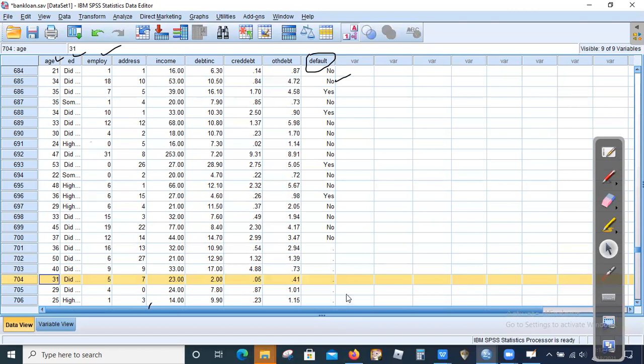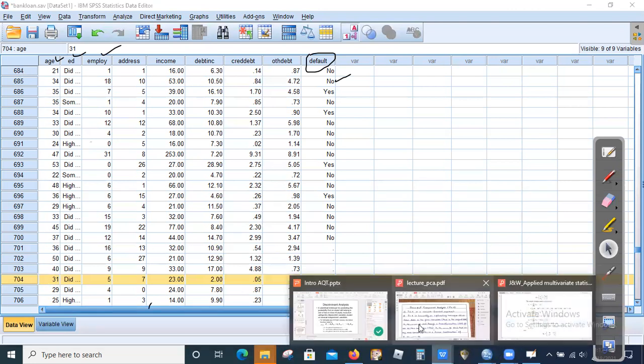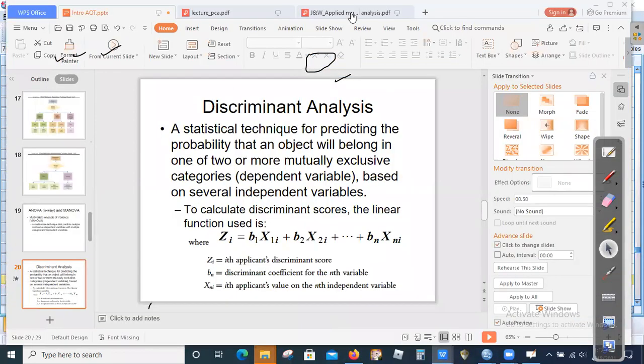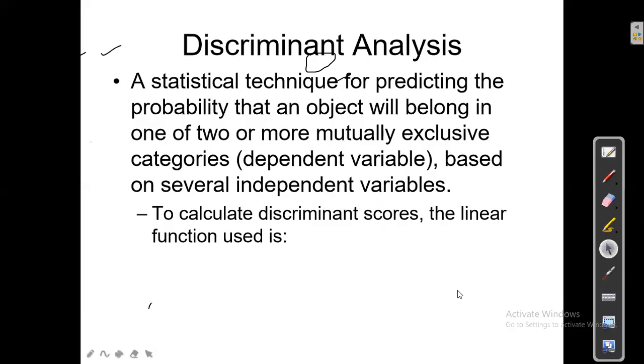So this is actually the purpose of this discriminant analysis that you have seen over here. Discriminant analysis will be used in all those situations where you want to classify new objects, new units, into one of the known groups defined earlier.